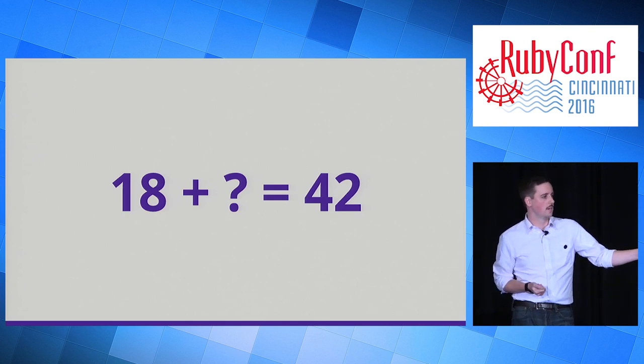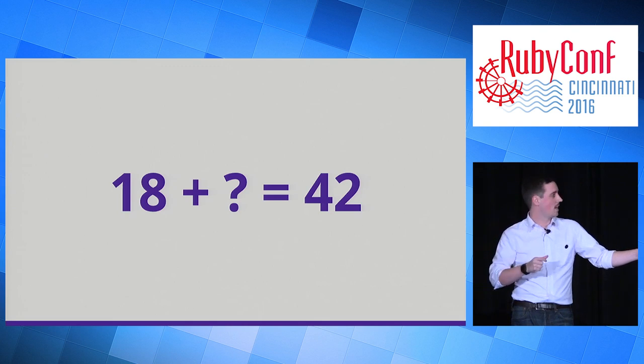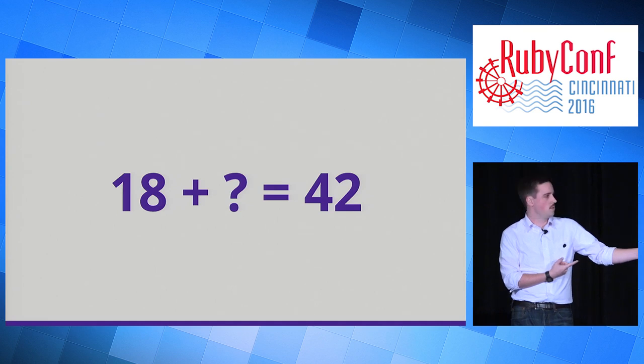You and I know what to do here because we went to 2nd grade. We can take 18 and subtract it from 42 and figure out what we need. That's no problem. But here's my question. Why can't we just give this to the computer? We can do it with this.